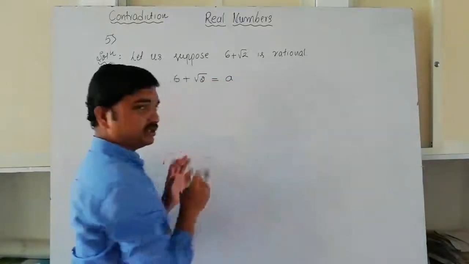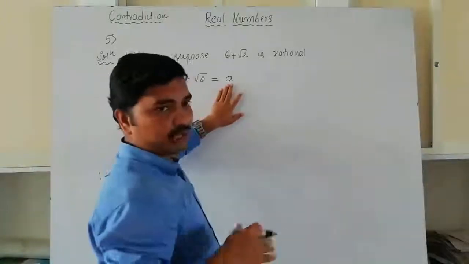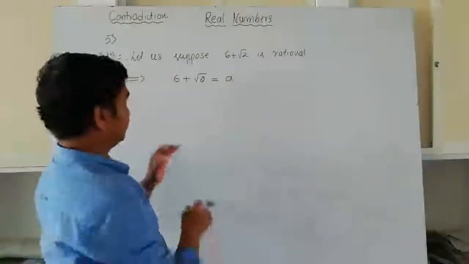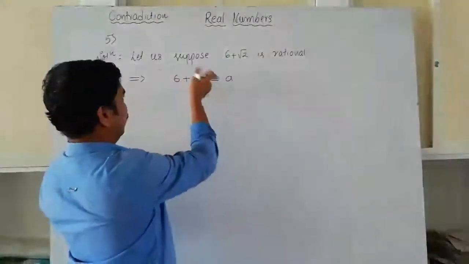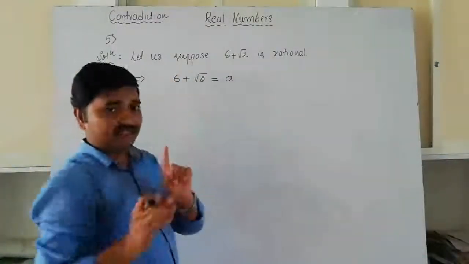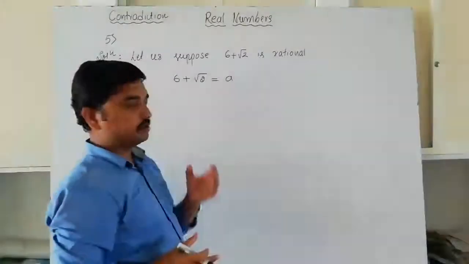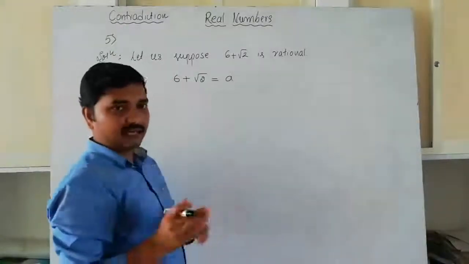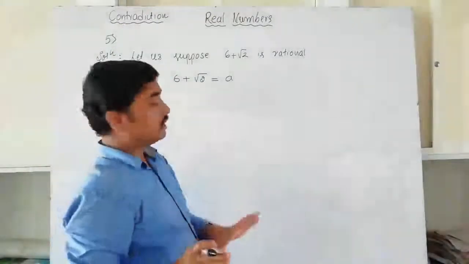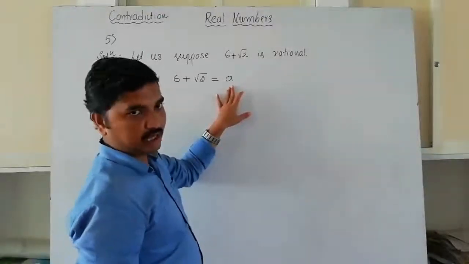I am not going to write in the p by q format. Just listen here. 6 plus root 2 is equal to A. After simplification, expanding root 2 and adding that with 6, you will get a single number. It is actually an addition of two numbers. That number will be A. I am going to consider it like this. That number is equal to A.